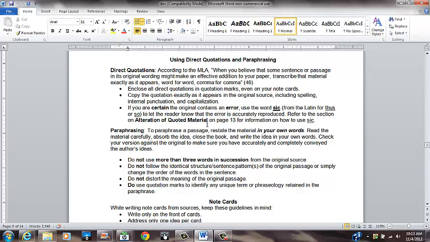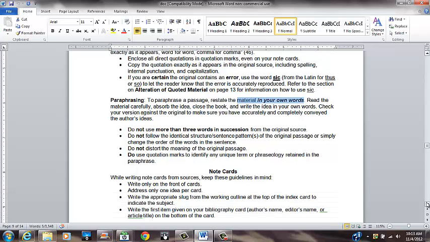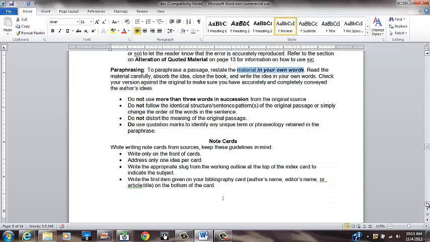Another way to do note-taking is through paraphrasing. To paraphrase a passage is to restate the material not in the original author's words, but in your own words. All right, what does that mean? Well, read the material carefully. That is, absorb the ideas, and then I want you to close the book and write the ideas in your own words. Check your version against the original to make sure that you have accurately and completely conveyed the author's ideas. That's very important.